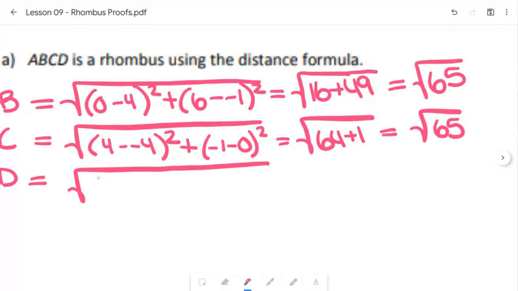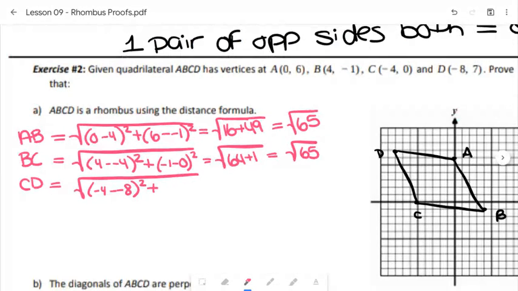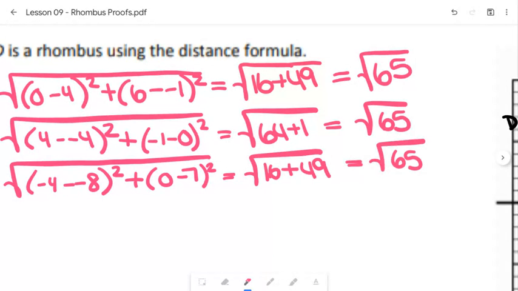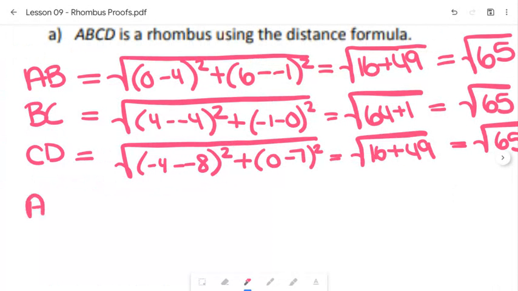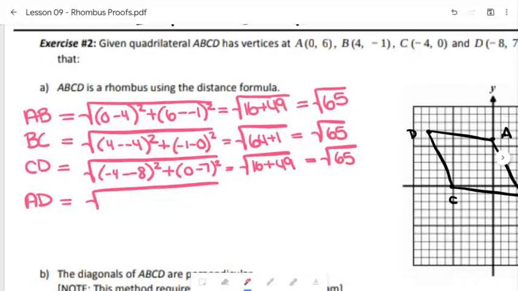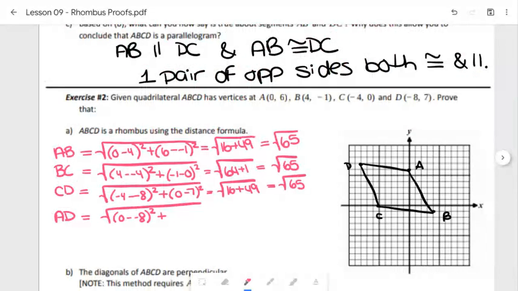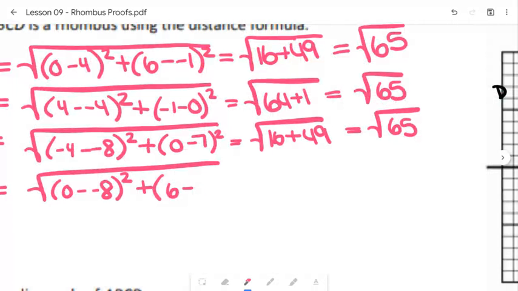CD, negative 4 subtract negative 8, 0 subtract 7. 4 squared is 16. We'll get 49. All right, 3 down, 1 to go. So last side, AD. So 0 subtract negative 8, plus 6 subtract 7. We get 64 plus 1.